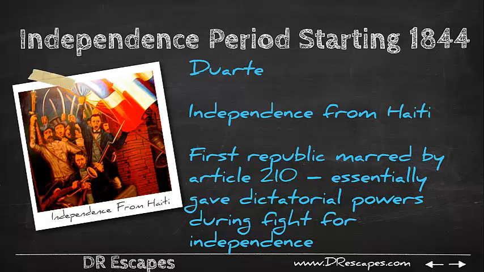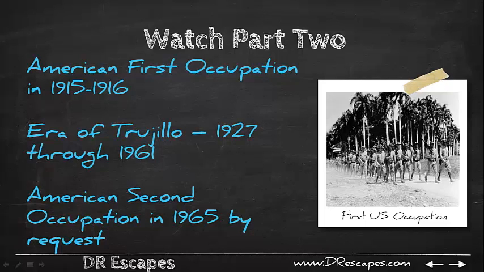Now, the First Republic, the Dominican Republic's first constitution, was adopted on November 6th of 1844, and it featured a presidential form of government with a lot of liberal tendencies. It was very democratic, but it was marred by one particular article, Article 210, which Pedro Santana imposed on the Constitutional Assembly by force, giving him privileges much the same as a dictator until the war of independence was over. After that, it did switch to a democratic form of government for a period of time.